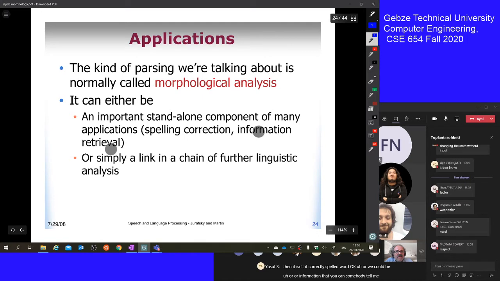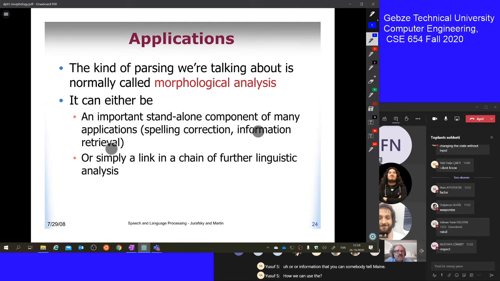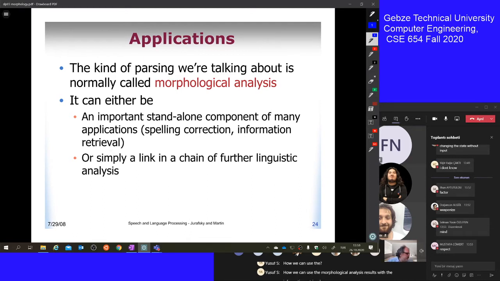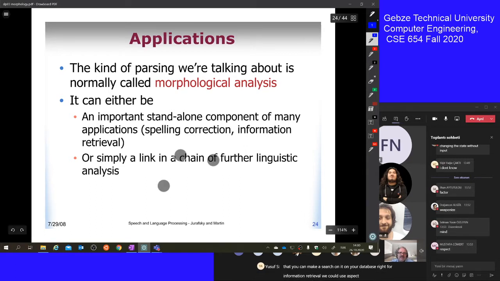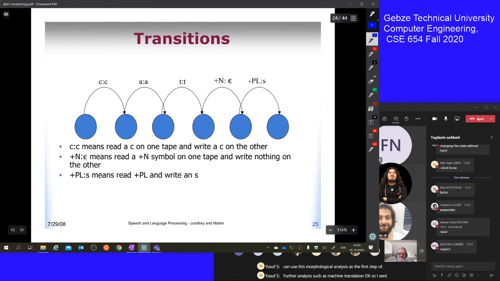Can somebody tell me how we can use the morphological analysis results with the information retrieval? We can look at the stem of the lexical analyzed sequence. Exactly, yeah. I mean, usually with the information retrieval, your questions, you don't expect them to be grammatically correct. All you expect is just a set of words, and you like to have the stems of the word so that you can make a search on it on your database, right? For information retrieval, we could use that. Or again, we can use this morphological analysis as the first step of a further analysis such as machine translation. Okay, so it's an important natural language processing phase.